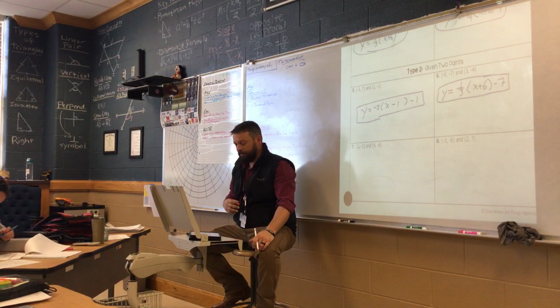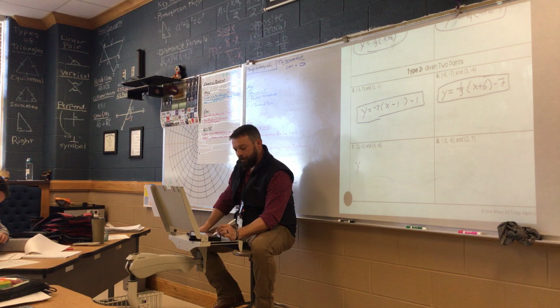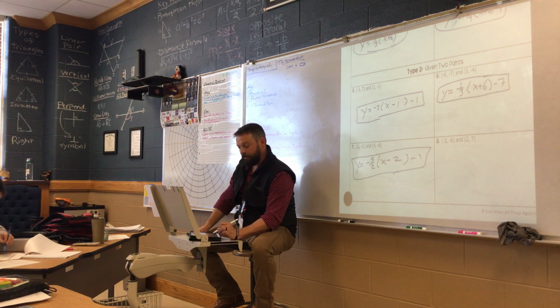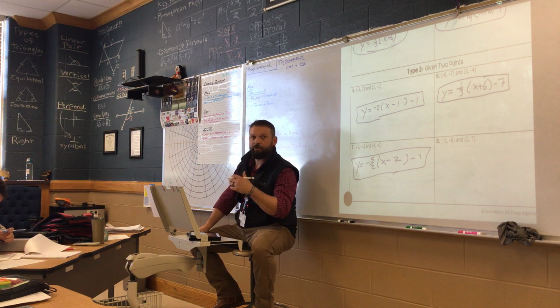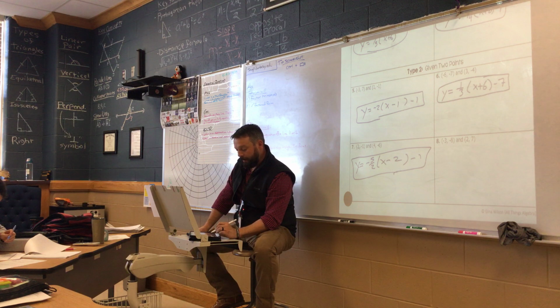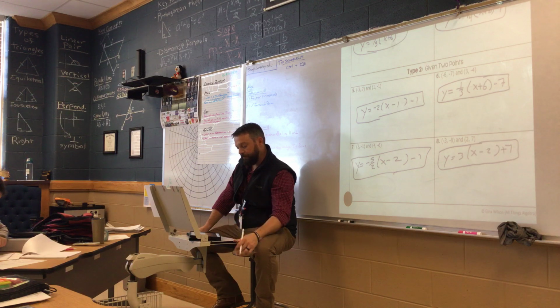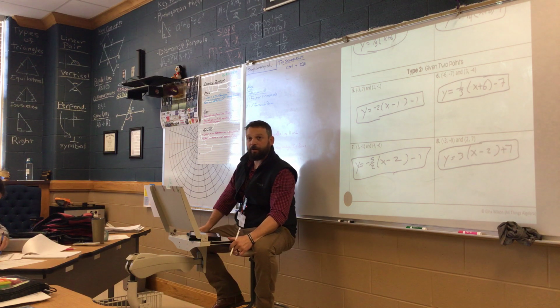All right, slope on the third one. -5/2. So x minus 2 minus 1. Or if you use the 4, -6, you just interject that in. All right, what's the last one? 3. So x minus 2 plus 7. Or x plus 3 minus 8. Yeah, or you could have done, yeah.